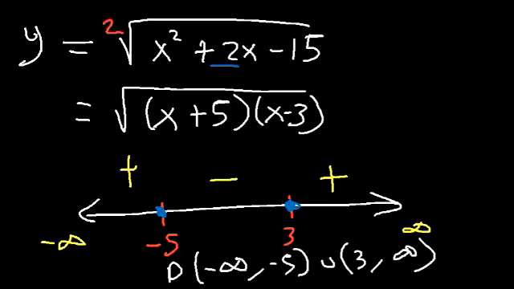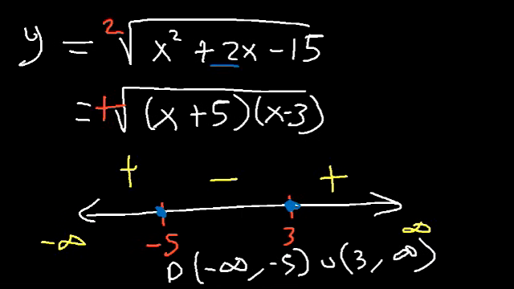Now what about the range? Notice that we have a positive sign outside of the square root. When you take a square root of a number, it's always going to be positive. The only way you can get a negative answer is if you have a negative on the outside. Since it's positive, the graph y will never be less than 0. It has to be greater than or equal to 0.